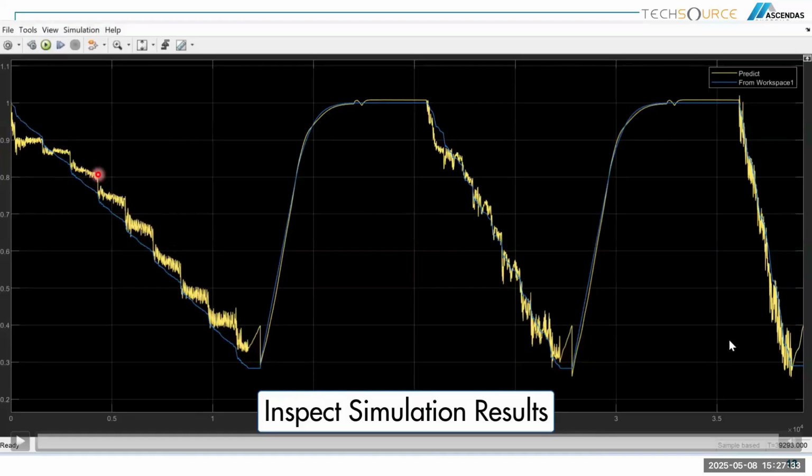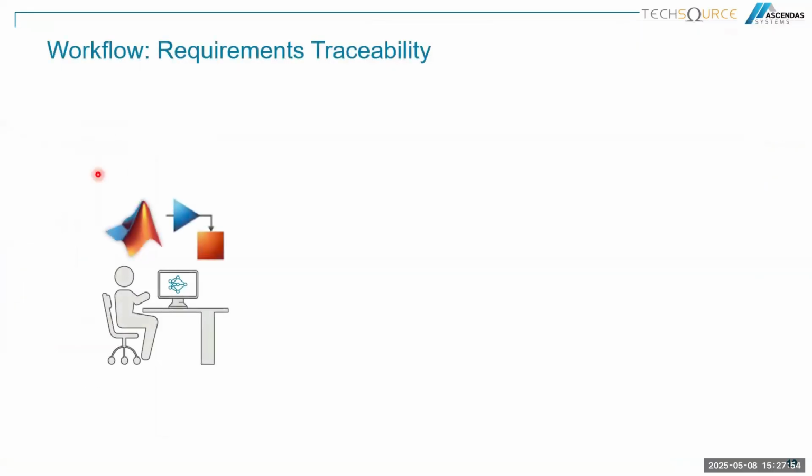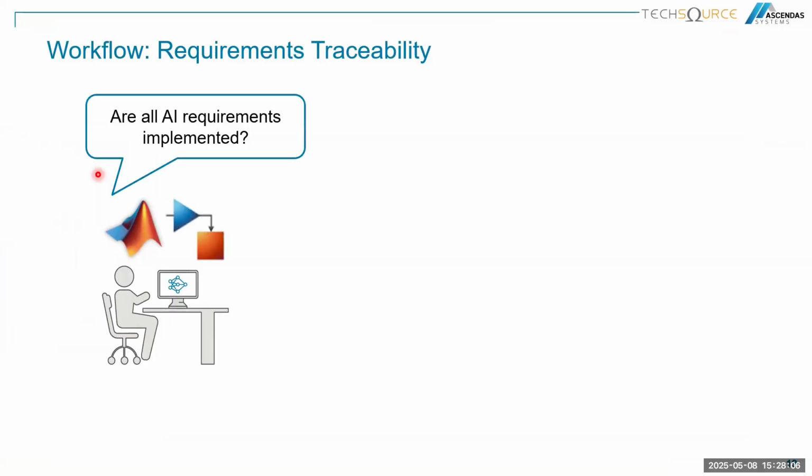So after this, we will show the model-based procedures, how you validate the data, and how you use other features in this model-based design workflow. The first one is requirement traceability. For example, after integration, we need to verify and test using the Requirements Toolbox. We can ensure traceability from AI-related requirements to implementation.